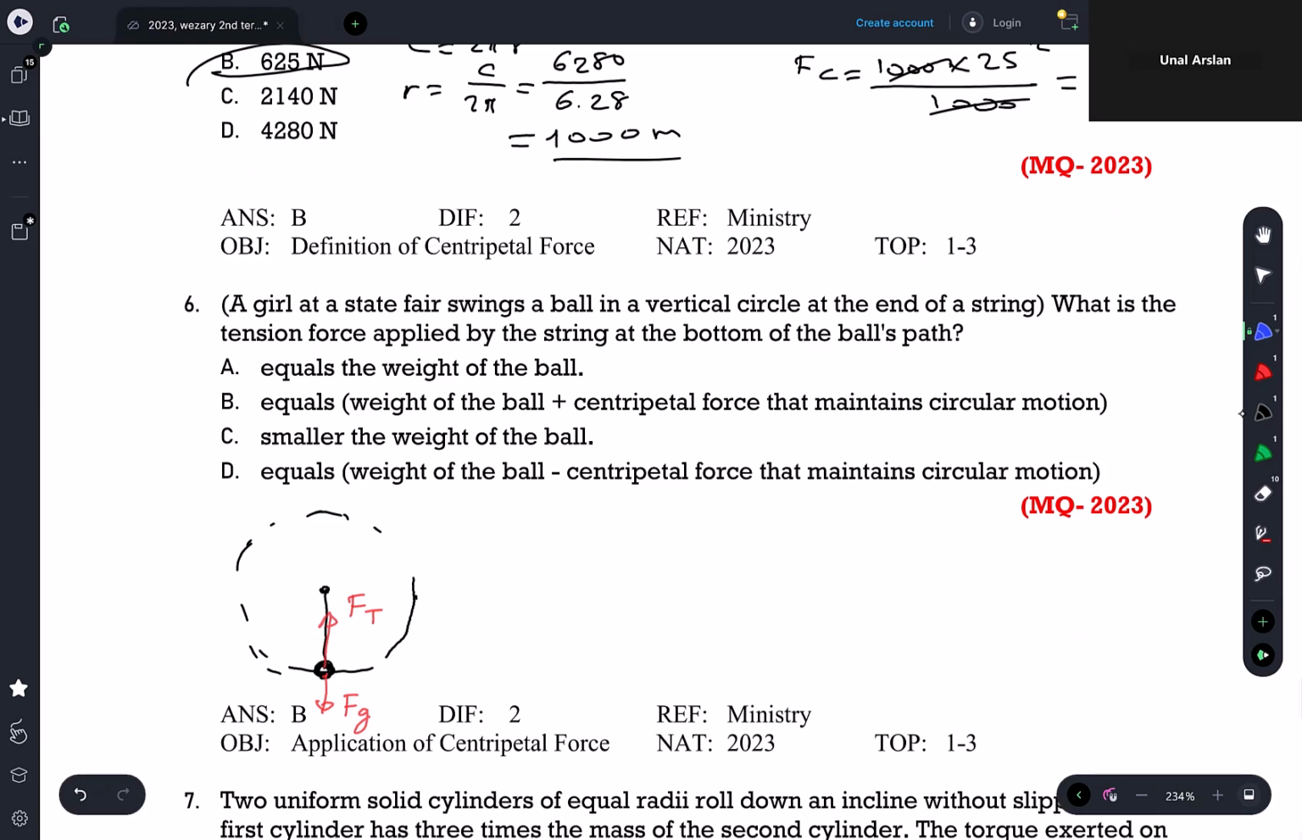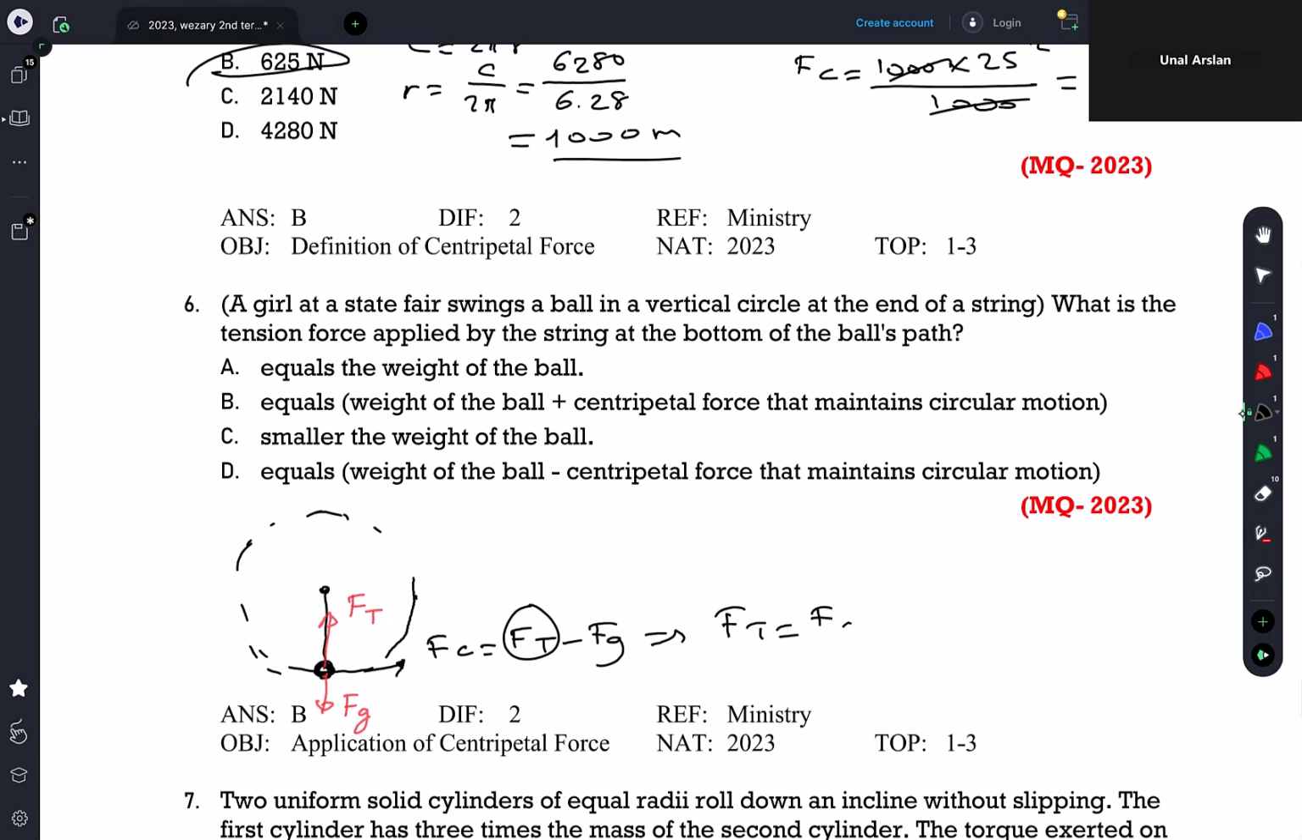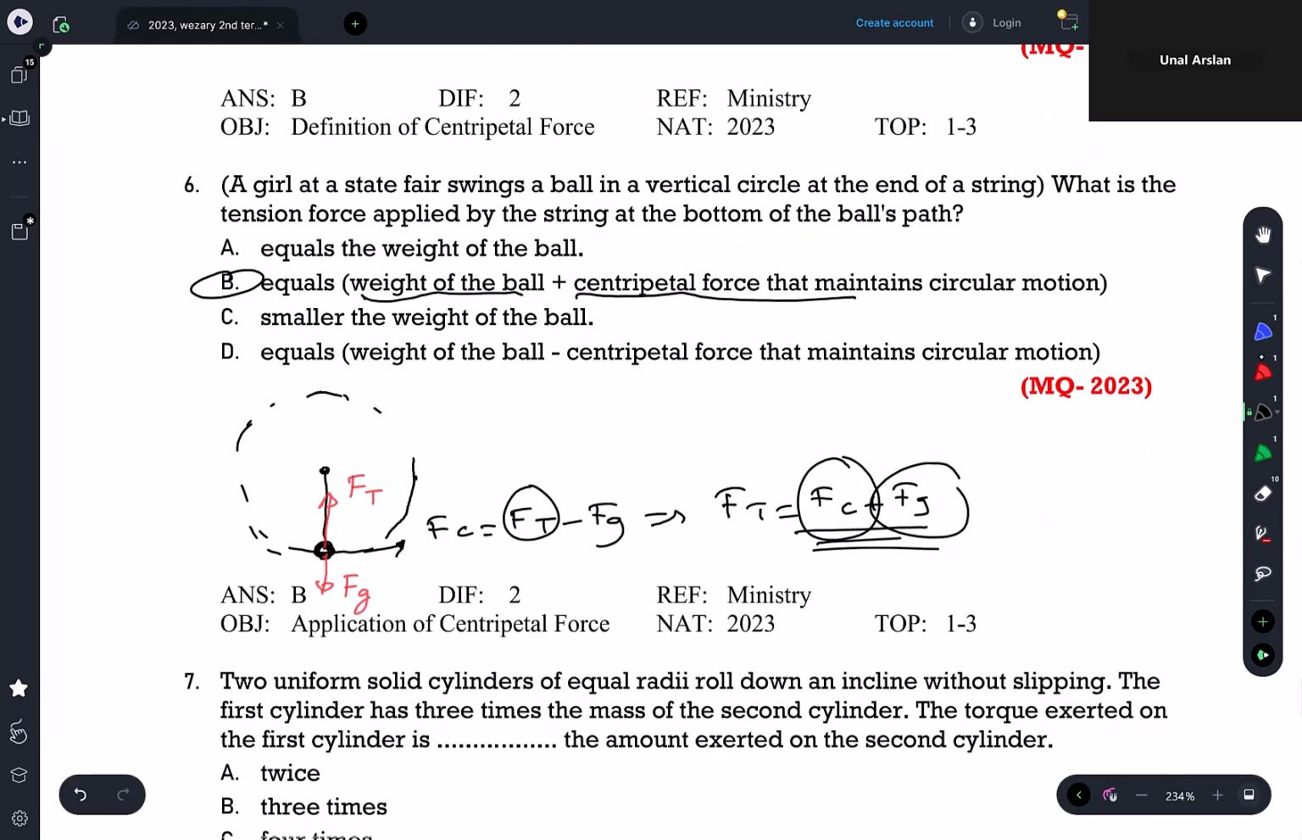And if we write a centripetal force equation here, Ft is pointing to the center, so positive. Fg is away from the center, so negative. Then write the Ft equation, because Ft is the question. Ft is Fc plus Fg. Then we are going to add gravitational force and centripetal force. So it is equal to weight of the ball plus centripetal force. So B is the correct choice.